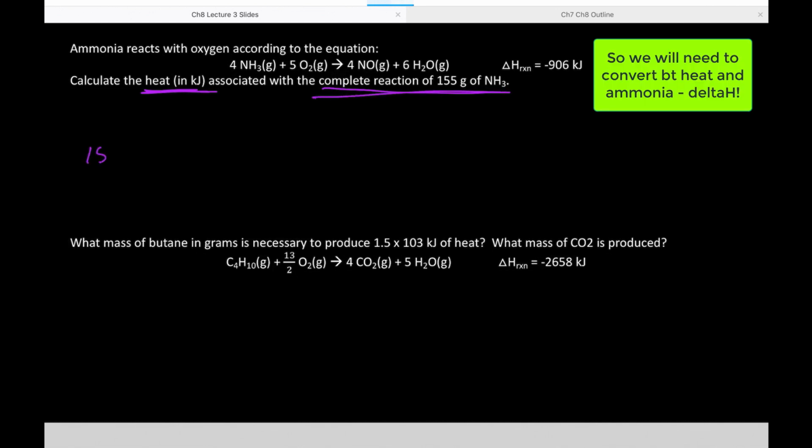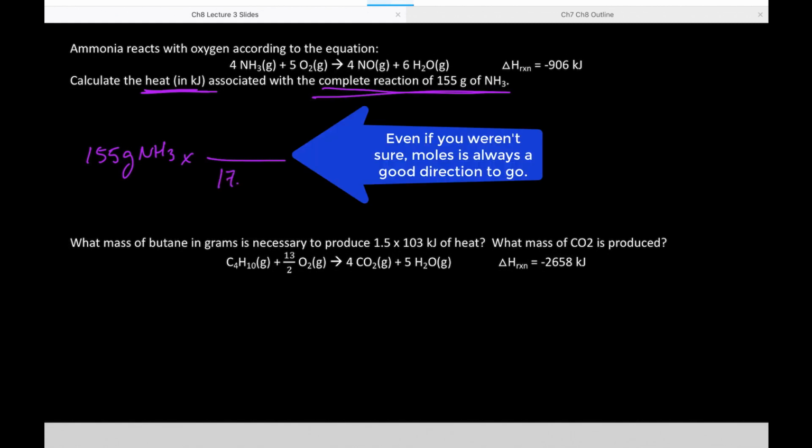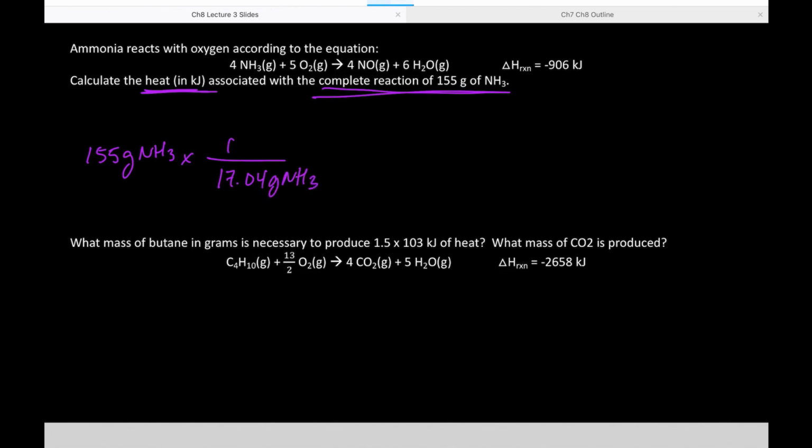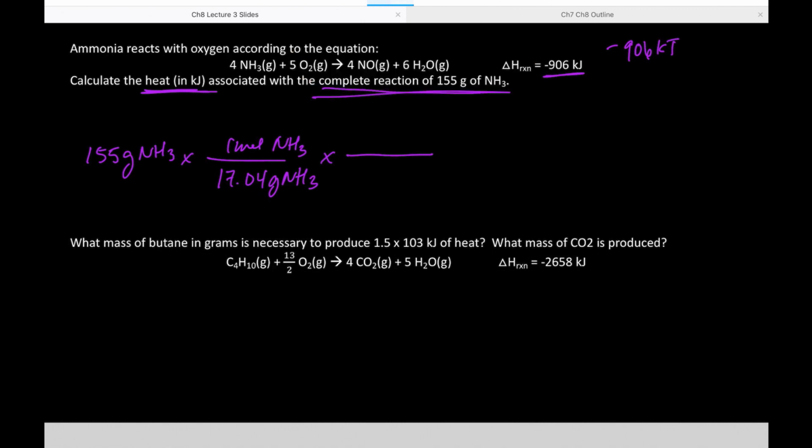So we're going to start with our 155 grams of NH3. And as is often the case, we're going to go ahead and turn that into moles. So we're going to go with our 17.04 grams of NH3 for every 1 mole of NH3. And then here, we're going to take this into account. What that says is 906 kilojoules of energy are released per mole of reaction.